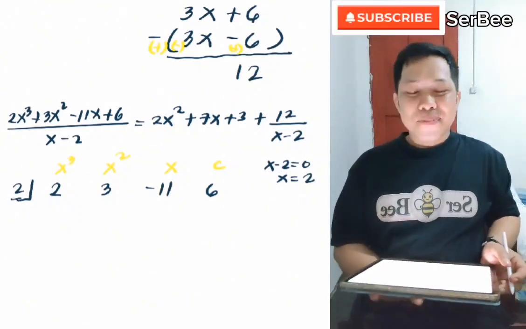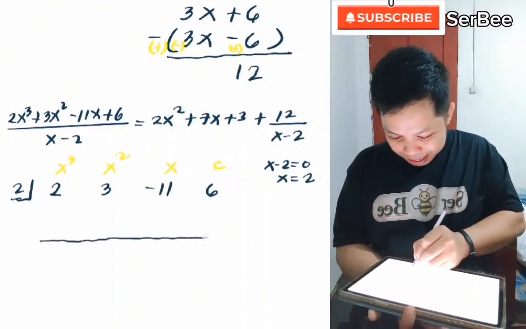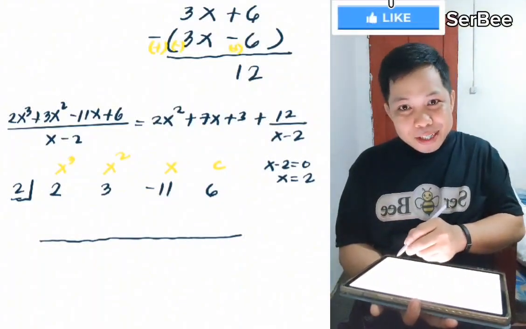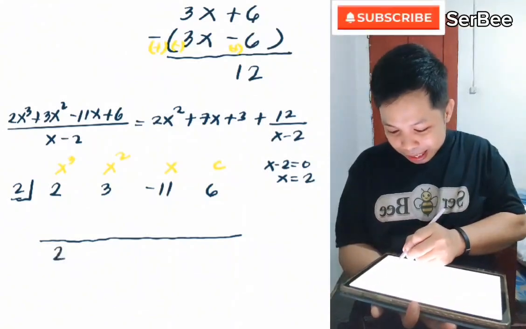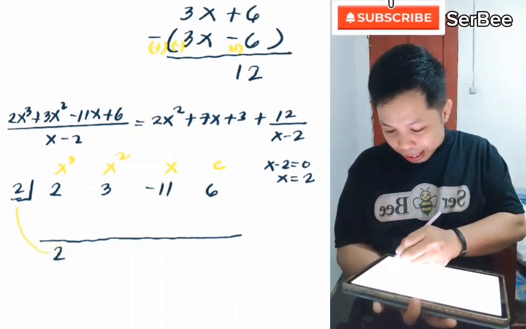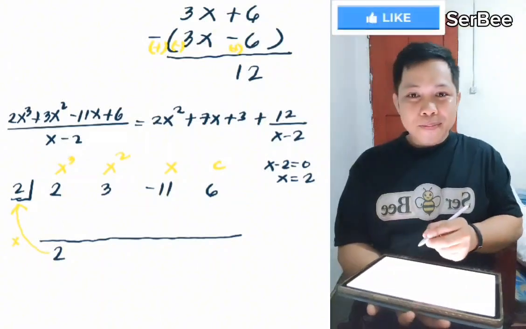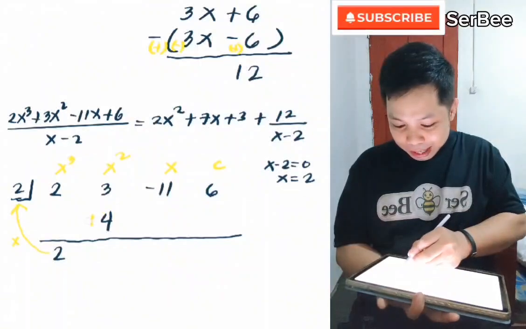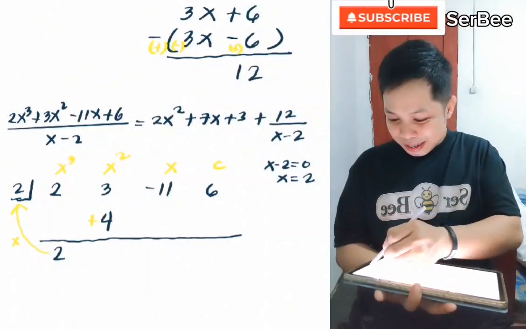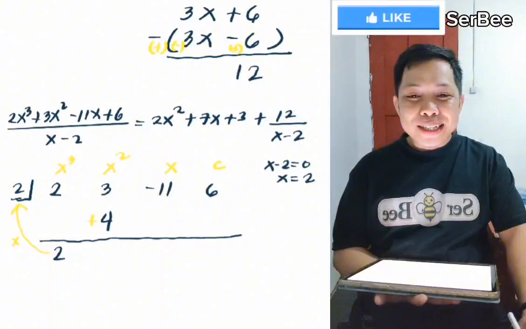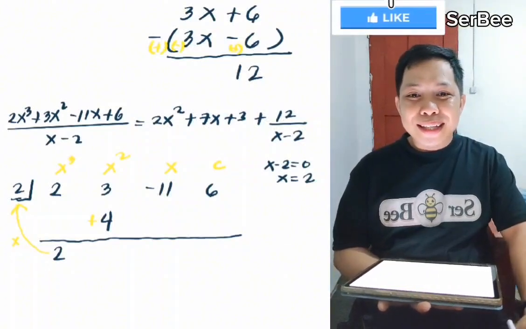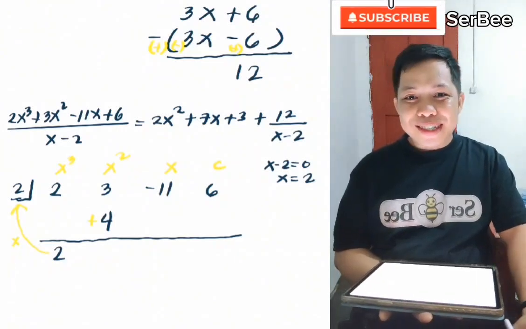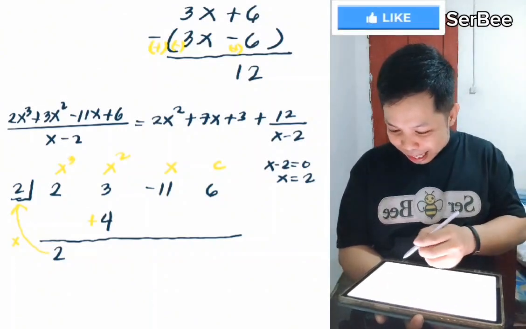Okay? So then, mangyayari, i-bring down natin yung 2, yung first coefficient ng x cubed. Then, 2 times 2. So, ito po ay i-multiply natin. Okay? So, what is 2 times 2? 2 times 2 is 4. Then, ang gagawin po natin dito ay mag-a-add. Okay? So, hindi na po tayo dito magsusubtract kasi nga yung x minus 2 na divisor, in-equate natin sa 0. Naging siyang positive 2. And treat na lang natin yung mga coefficients ng polynomial, di ba? So, kaya plus na tayo dito.